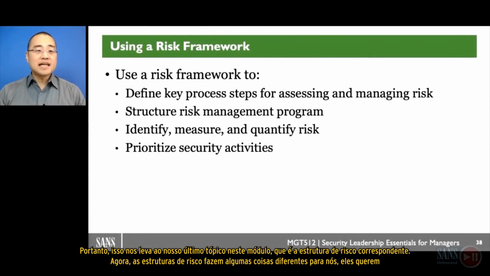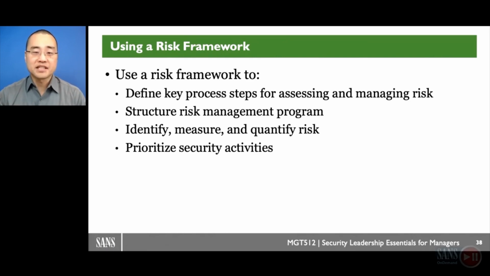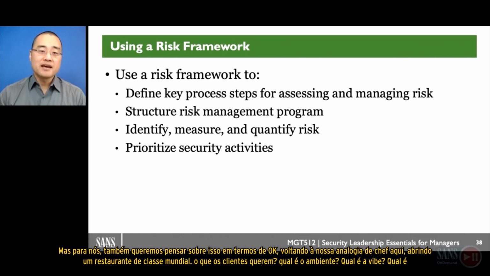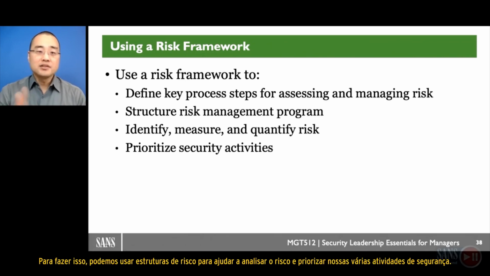So this brings us to our last topic in this module, which is the corresponding risk frameworks. The risk frameworks do a couple of different things for us. One, they allow you to define a common risk assessment and common risk management process. That's very useful in terms of having a little bit more of a rigorous process in your organization. But for us, we also want to think about it in terms of our chef analogy, opening up a world-class restaurant: what is it that customers want? What's the ambiance? What's the vibe? What's the decor? What's the cuisine that they actually want? Similarly, we've got to understand what it is our business stakeholders want in the organization. And to do that, we can use risk frameworks to help better analyze the risk and prioritize our various security activities.